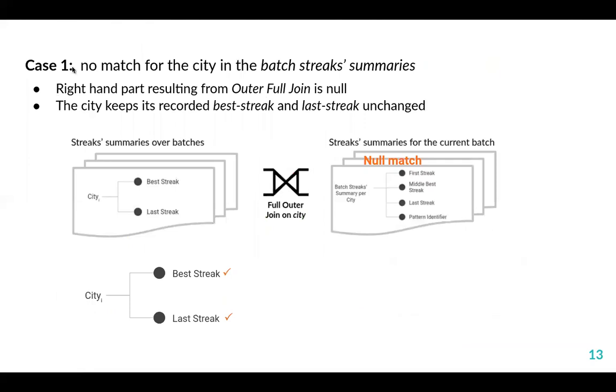So the first case is that no match for the city in the batch track summaries. It means that the right-hand part resulting from the outer full join is null. So the city will keep its recorded best track and its recorded last track.